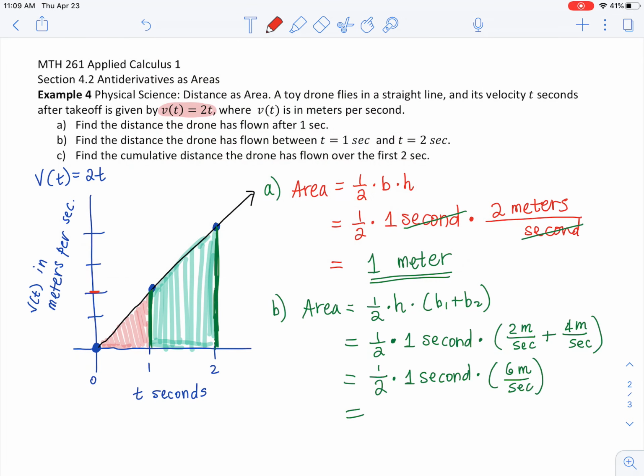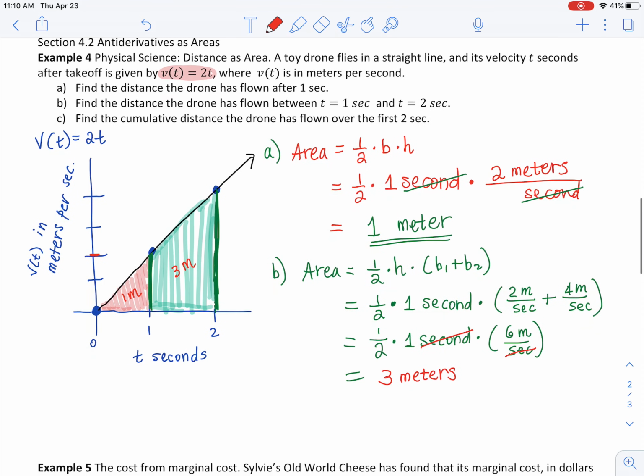Okay, I'm going back here. 1/2 times 1 second times, if I add these two together, I will get what? 6 meters per second. And then let's go ahead and multiply these. The second unit cancels out, right? So I will get 1/2 times 1 times 6. 1/2 times 1 times 6 is 3, and the unit that's left is meters.